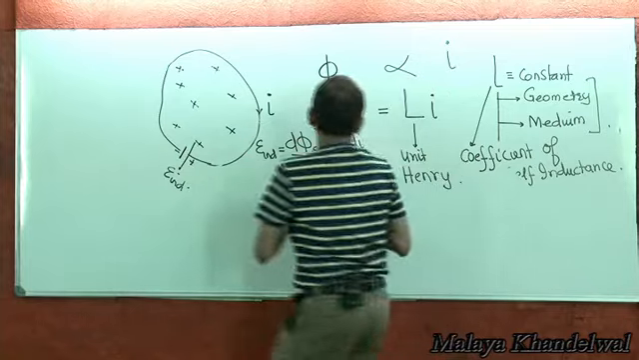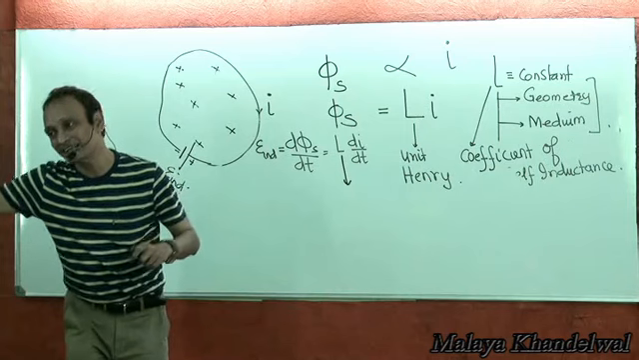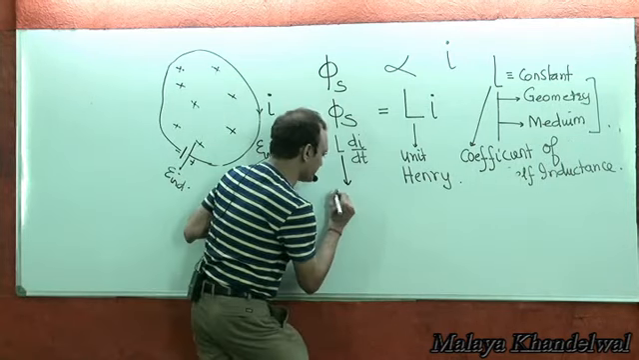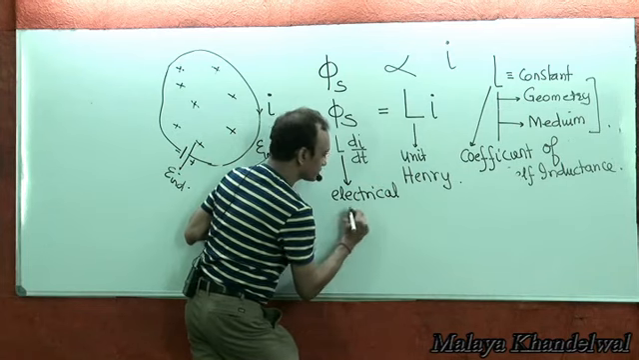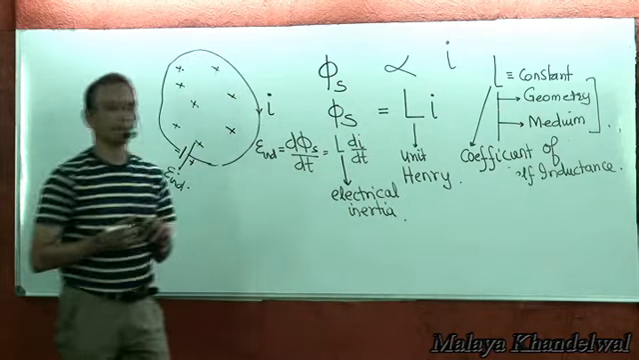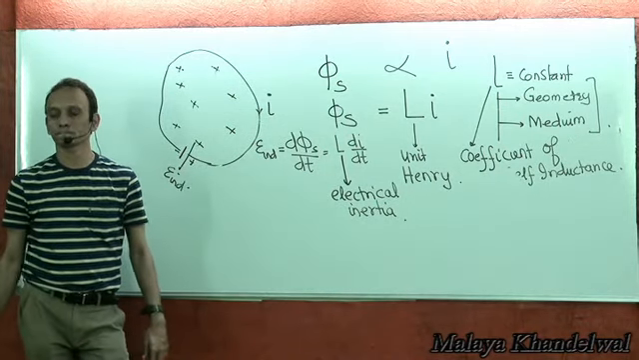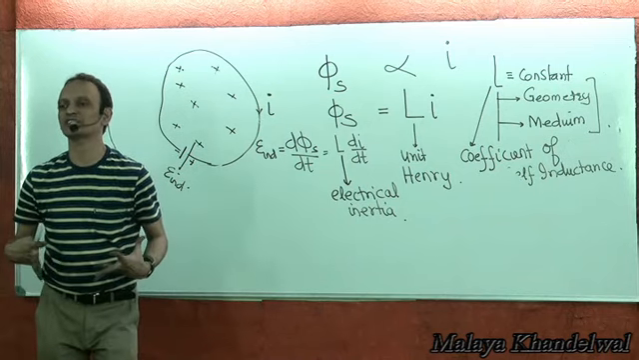This L is analogous to mass. What mass was in mechanics, L is in electricity. This is electrical inertia. We can therefore refer to this as an electrical inertia. This measures what's called an electrical inertia, an opposition to an electrical change.